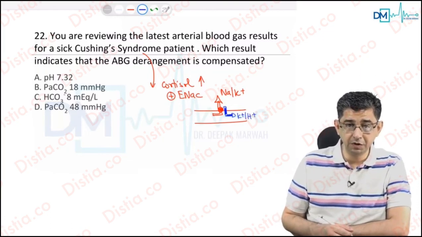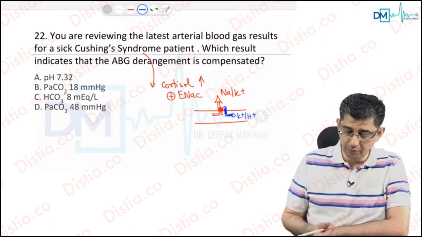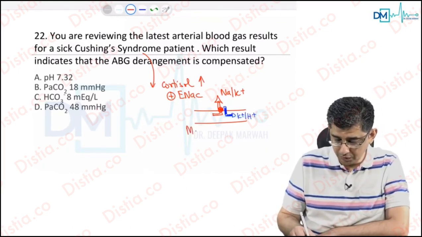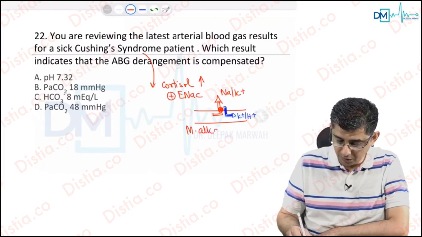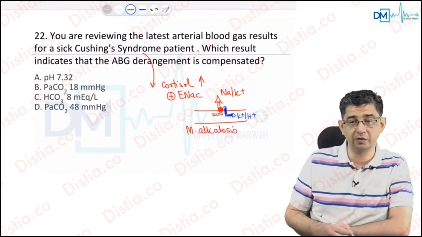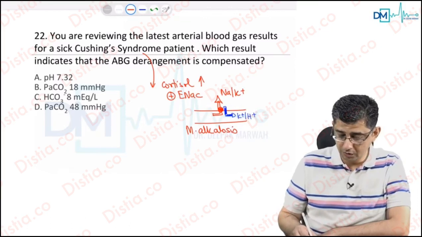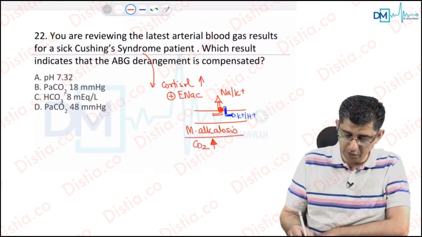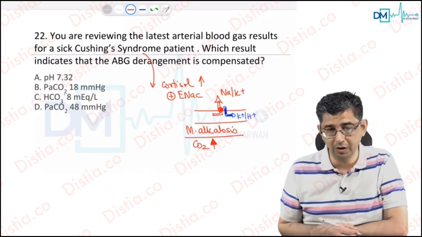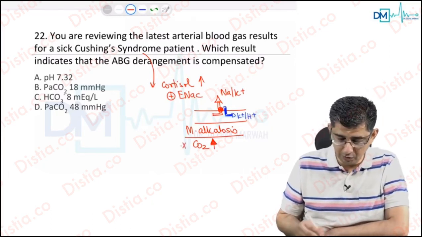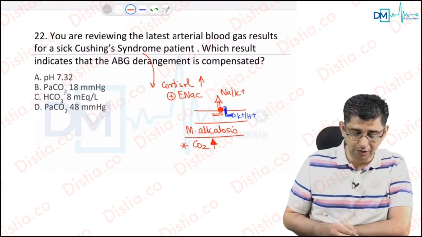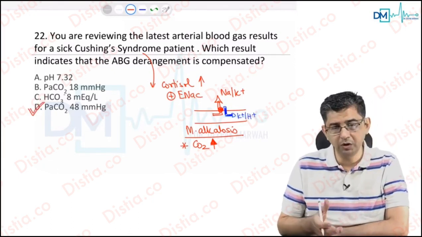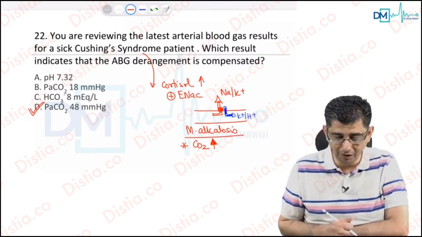The question says which indicates that the ABG derangement is compensated. So step 1 is that he expects you to know that Cushing syndrome patients are expected to be having metabolic alkalosis. In metabolic alkalosis, the compensation process is that carbon dioxide values should rise, because the compensatory process of metabolic alkalosis is respiratory acidosis. So I expect the carbon dioxide to rise. Out of the 4 changes given in the question, PCO2 elevation more than 45 is the one that is expected as the answer.